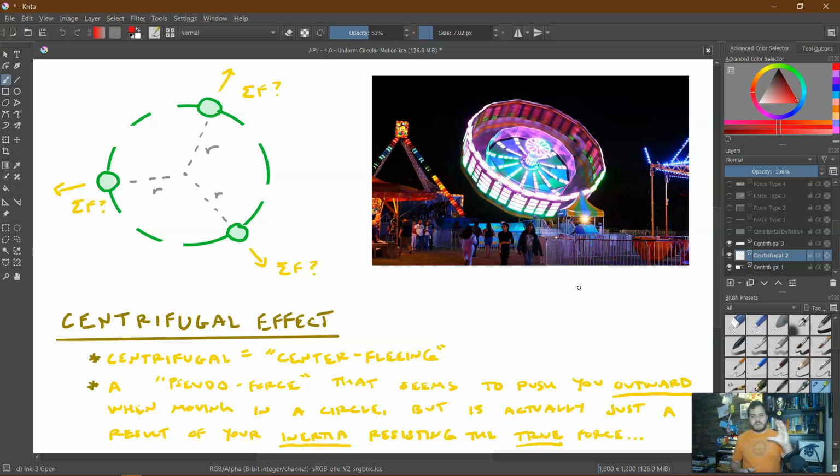When our body is turned, like in a car or on this ride, our body wants to keep moving in a straight line. So for instance, if I have this object here going this way, it wants to keep moving this way, and as things start to turn this direction, it wants to keep going this way, and it's going to appear, and it's going to feel as if it's being pushed outward. So this is simply inertia. In other words, the centrifugal effect is what we sometimes call a pseudo force that seems to push you outward while you're moving in a circle, but that's really just a result of your inertia resisting the true force, which is actually going to be the opposite way.